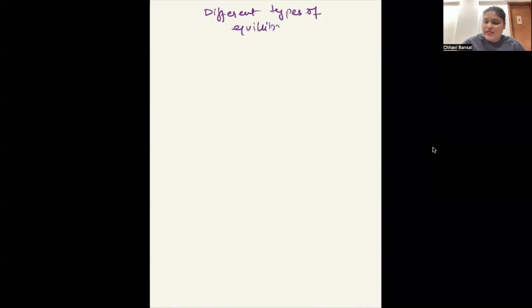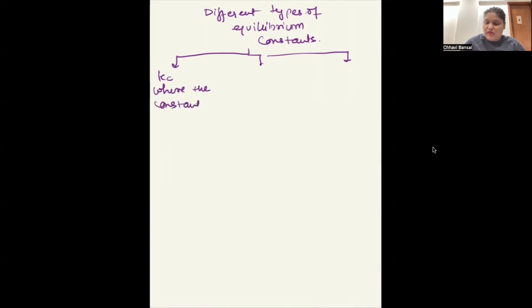Equilibrium constants. So what do I mean by different types of equilibrium constants? They are generally of three types. One is called Kc, where the constant is with respect to the concentration of the components. Next is Kp, where we find the partial pressure of the components, and then accordingly we find the equilibrium constant.